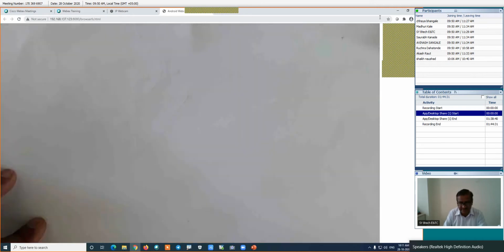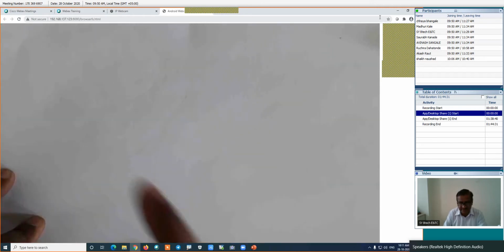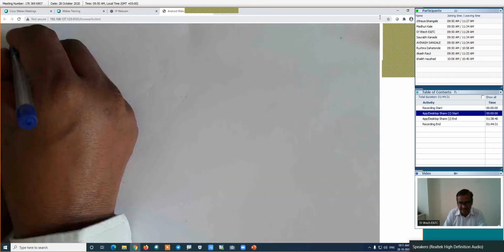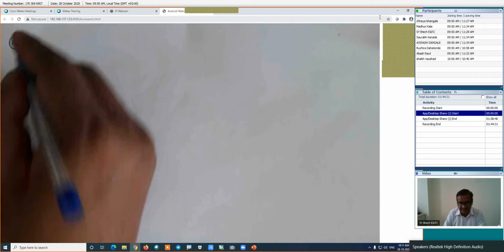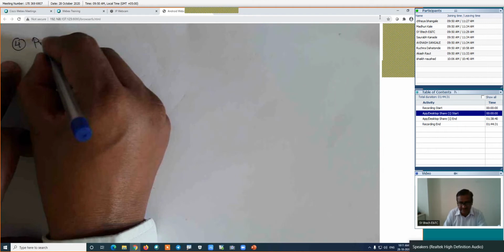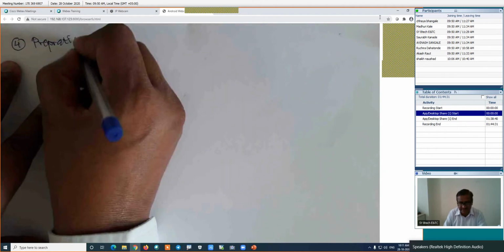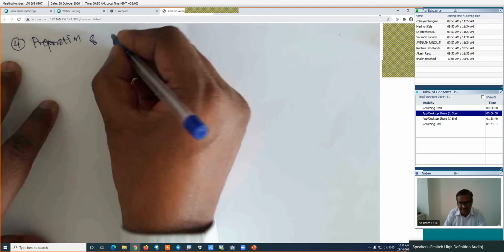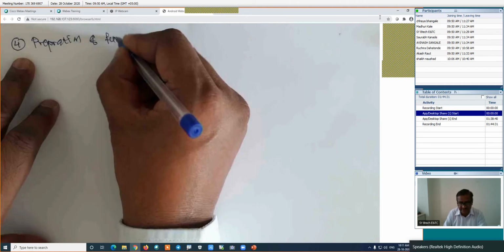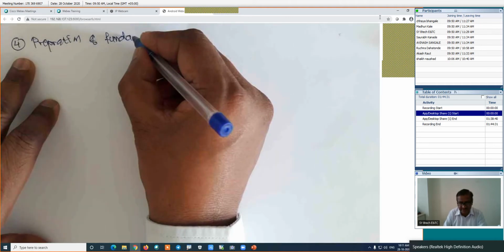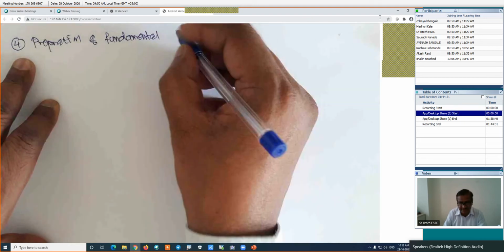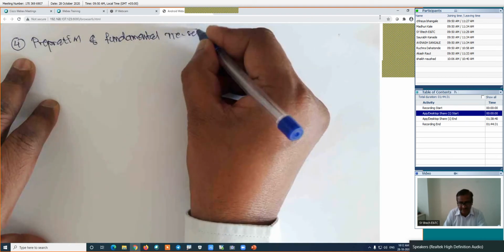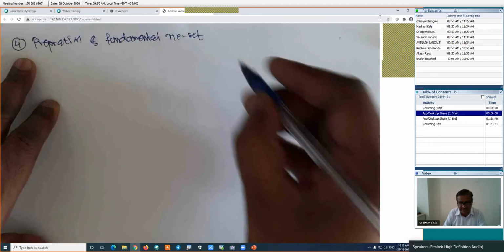Now this is step number 4. That is preparation of the fundamental Triset matrix.